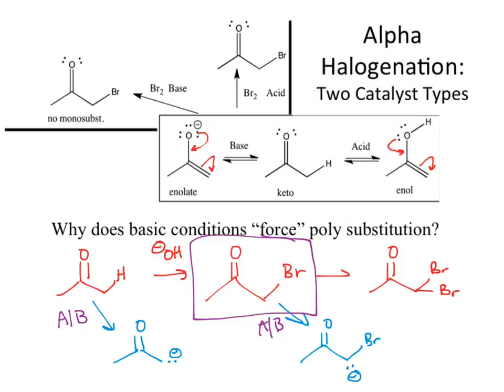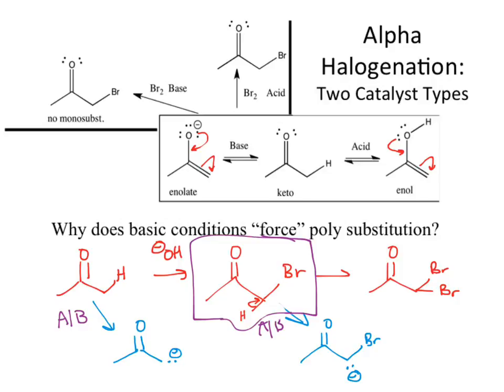What is special or different about our boxed structure in comparison to our starting material? What's that halogen doing? You're right. It is sucking electrons away from the carbon. The carbon is then losing electrons. So what does it do? Suck the electrons away from the hydrogen. We have an inductive effect, making our intermediate product more acidic than our starting material.